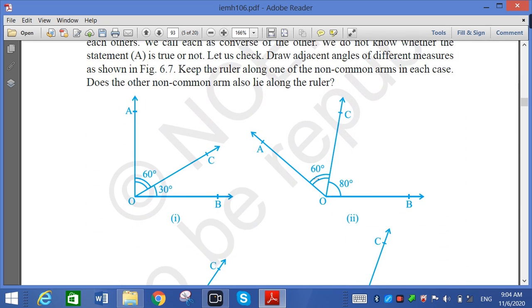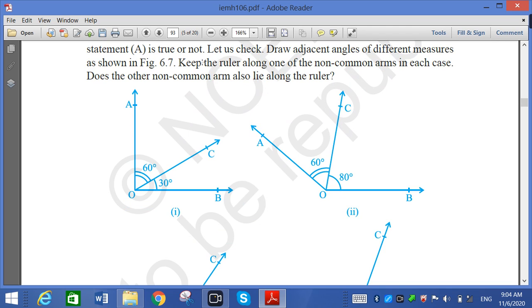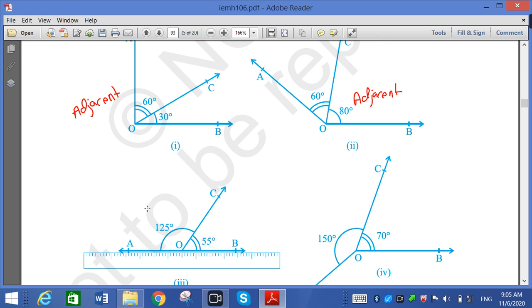So these are all the figures. Now you will see that keep the ruler along one of the non-common arms in each case. Does the other non-common arm also lie along the ruler? So if you see here, it is called adjacent. It is also called adjacent angle. But here it is, now the ruler. So we can say linear pair. Here it is linear pair.